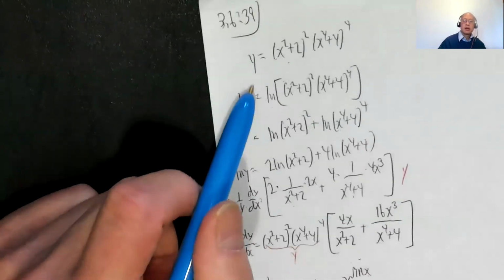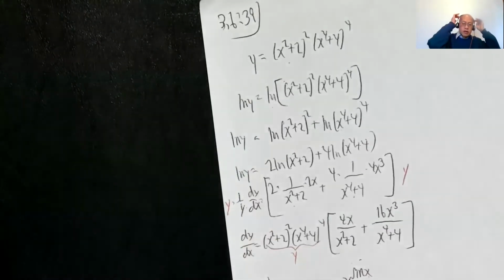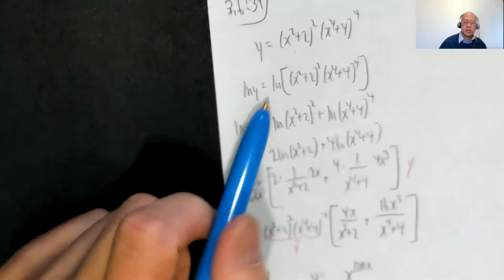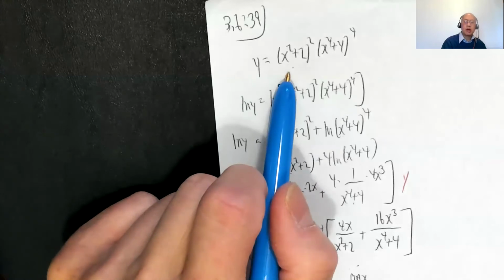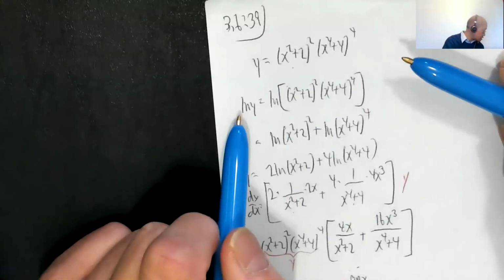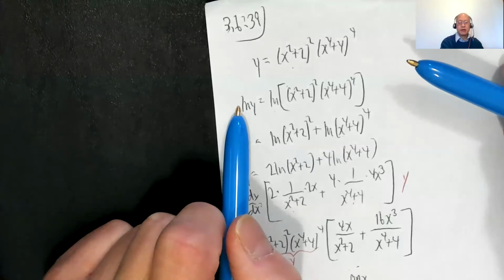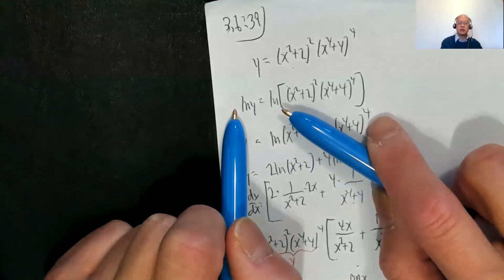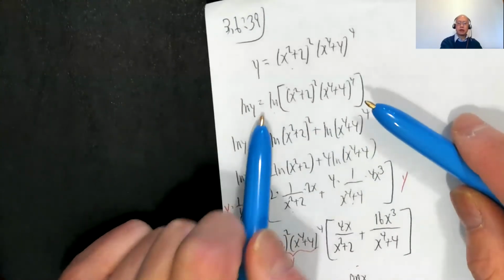3.639. Okay, now we're going to do this by logarithmic differentiation because it says so. We can do this without logarithmic differentiation. You can just do the product rule. But this was a section to practice the logarithmic differentiation. So ln both sides.